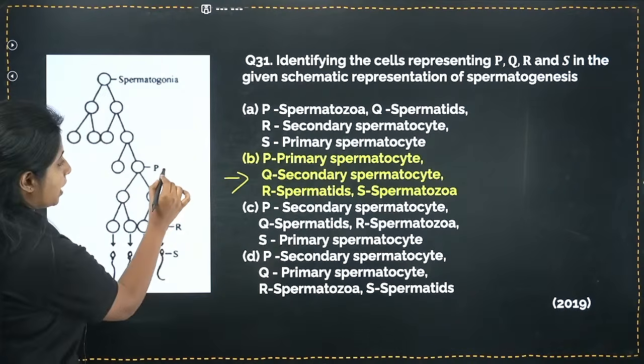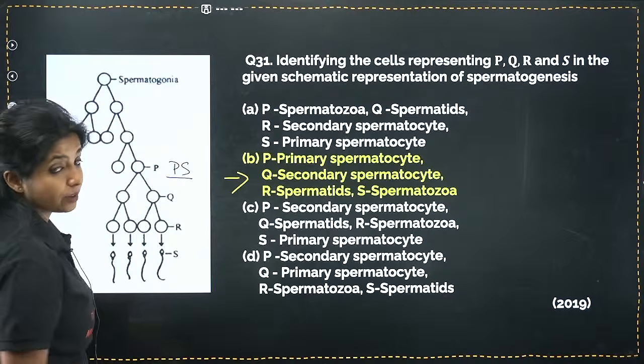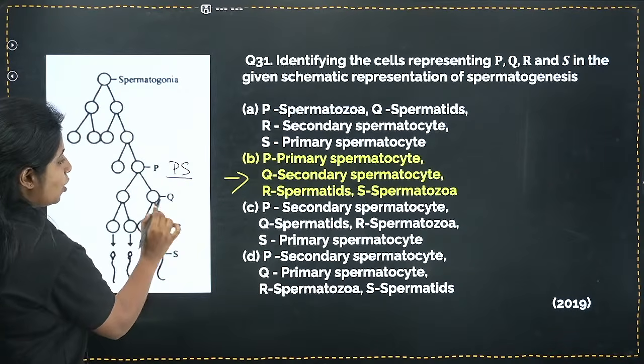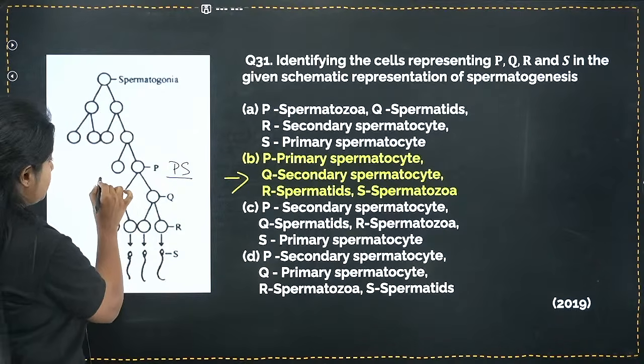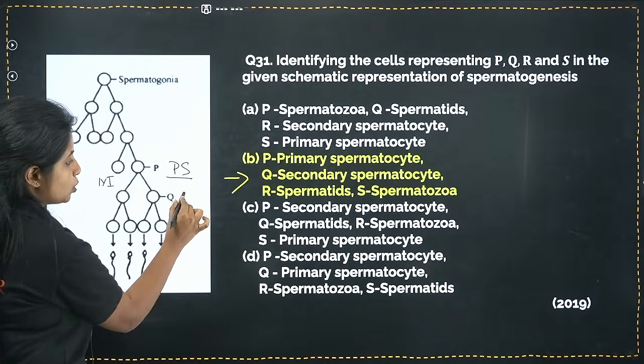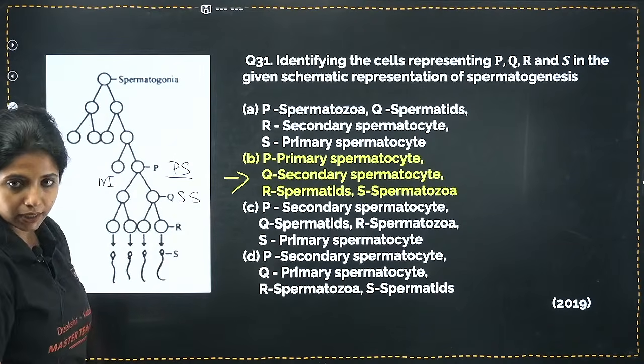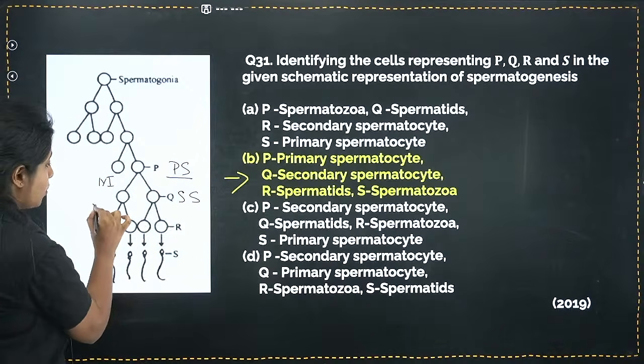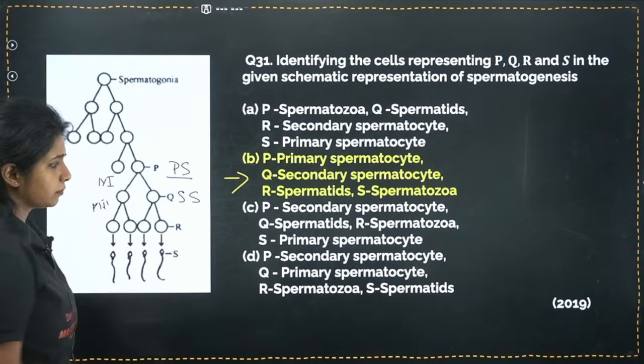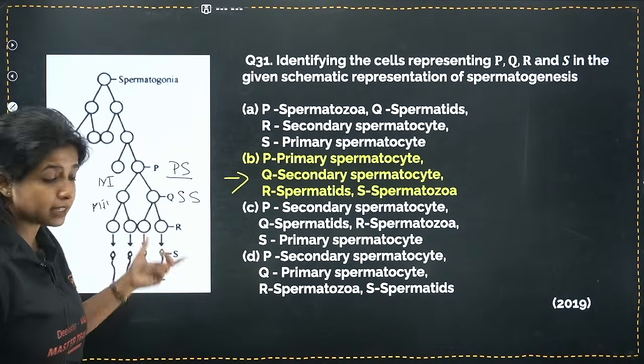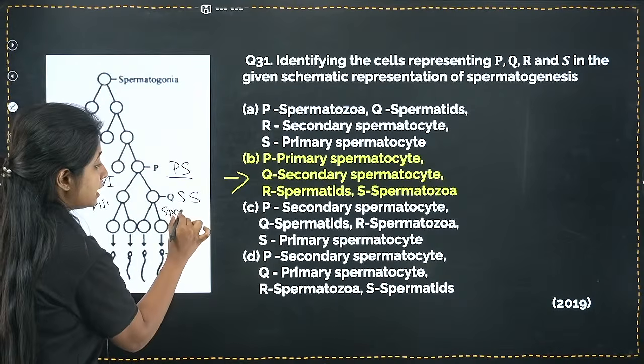Listen, you had the primary spermatocyte over here. Remember, it underwent meiosis 1, and you got 2 cells. This is the secondary spermatocyte. Now, they underwent the second round of meiosis. You get 4 cells. What do you call these 4 cells? You call them spermatids.